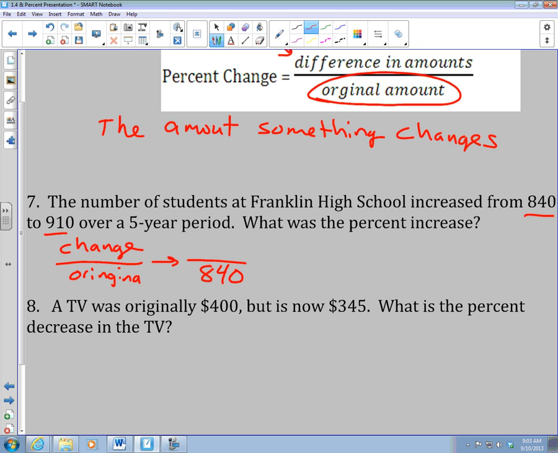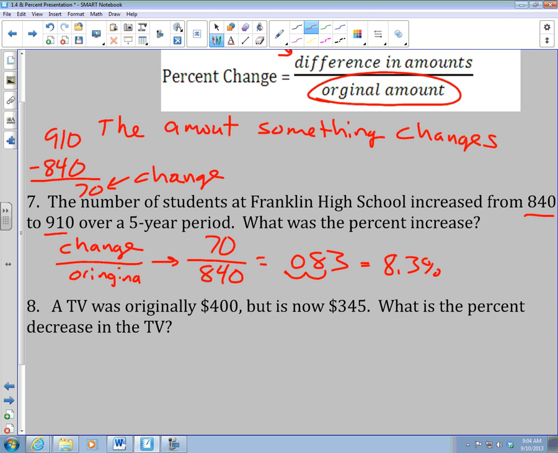Now I'm not going to use this 910 in my fraction per se. What I'm going to do is take 910 and subtract 840 from it. When I do that, I get 70. This is my change, or my difference, whatever you want to call it. That's what goes on top over here. Divide 70 by 840, and you end up getting 0.083. That's my decimal. What would my percent be? Well, move it over 2, or multiply it by 100, whichever you want, and I get 8.3%.